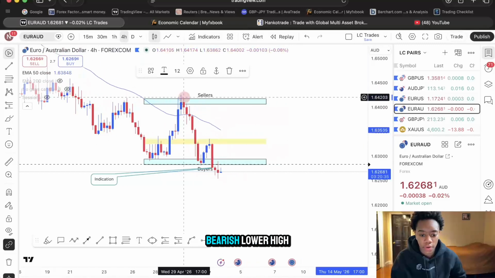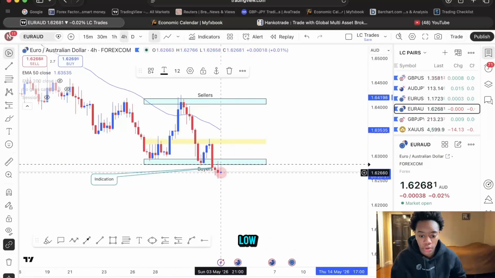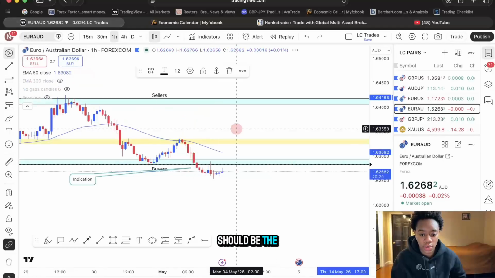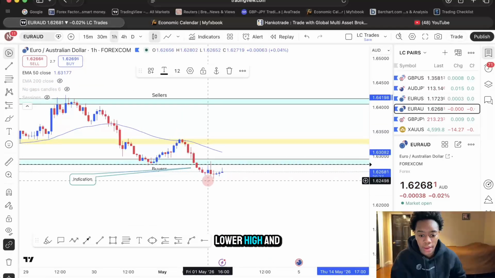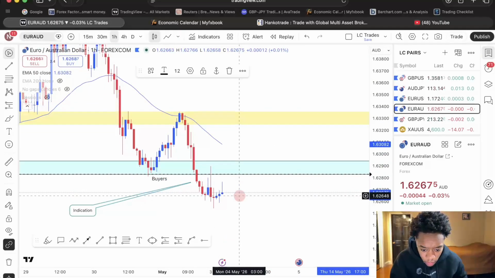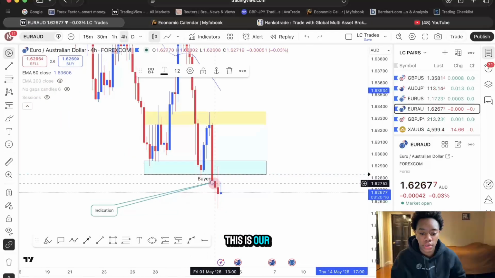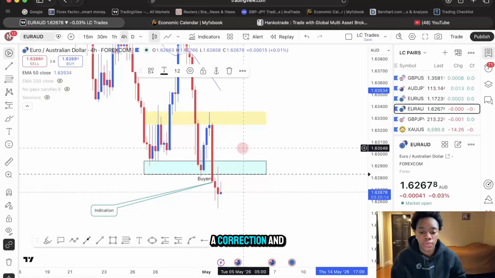4 hour is bearish: lower high, lower low, lower high right here, lower low right here. And our 1 hour should be the same. Yes, lower high and lower low in this area right here. Perfect. So, yeah, that's perfect. All right, so we have our indication already, right? This is our indication. We need a correction and then a continuation.